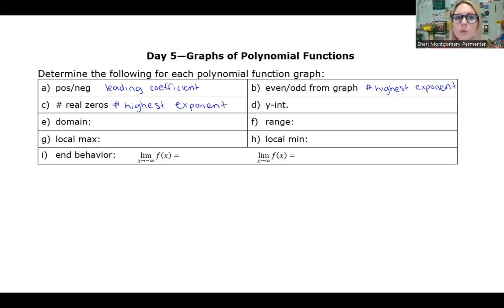How do we figure out the y-intercept, or what is the y-intercept? It's where you cross the y-axis, right? It's also when x equals 0.